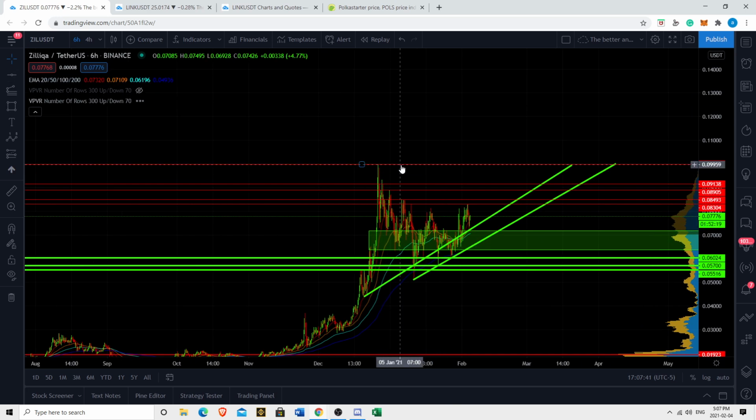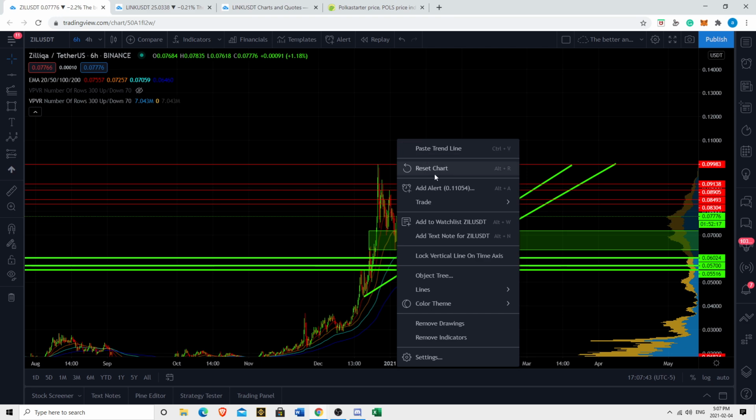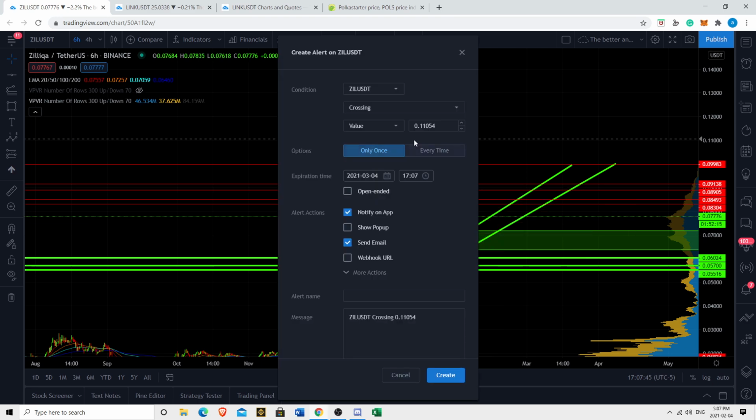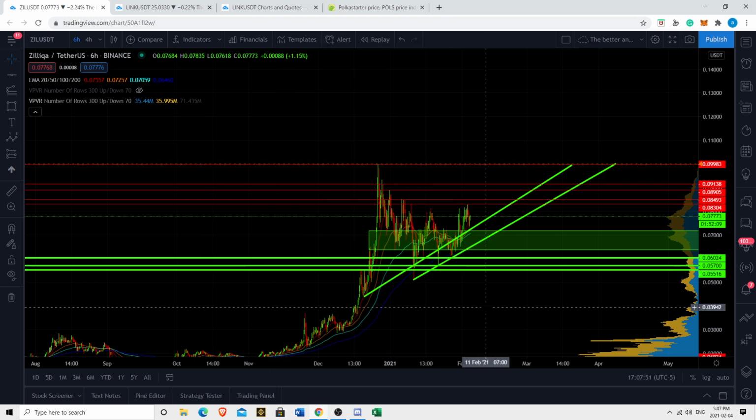Set your alerts, guys. Set your alerts on TradingView. All you have to do is right click here on TradingView. You can set add alert. As soon as you see Zilliqa at 10 cents, I think this thing could really, really fly, folks.